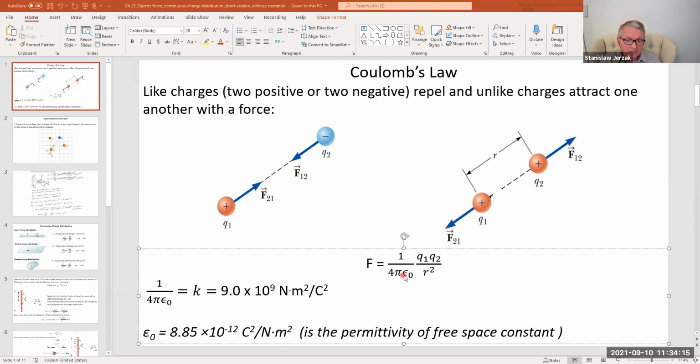And that constant epsilon zero here is called permittivity of free space. I'm sure you remember it from Physics 1801, but quite often that constant 1/(4 pi epsilon zero) we designate by the letter K, and that K is called the Coulomb constant, which is equal to 9 times 10 to the 9 newton meter squared per coulomb squared. That much, of course, I hope you remember from previous courses.